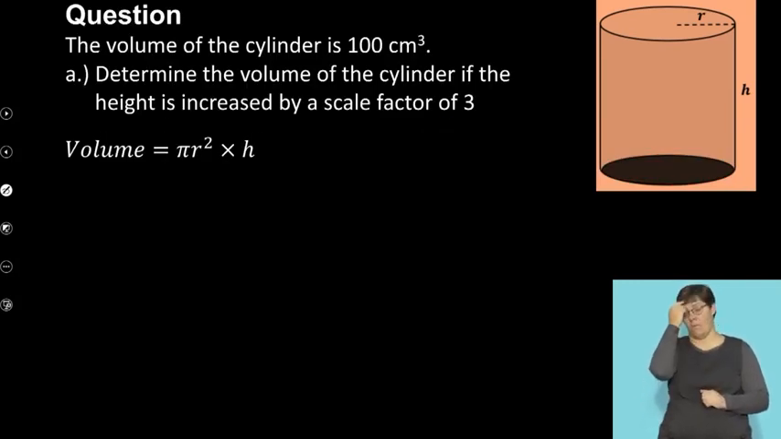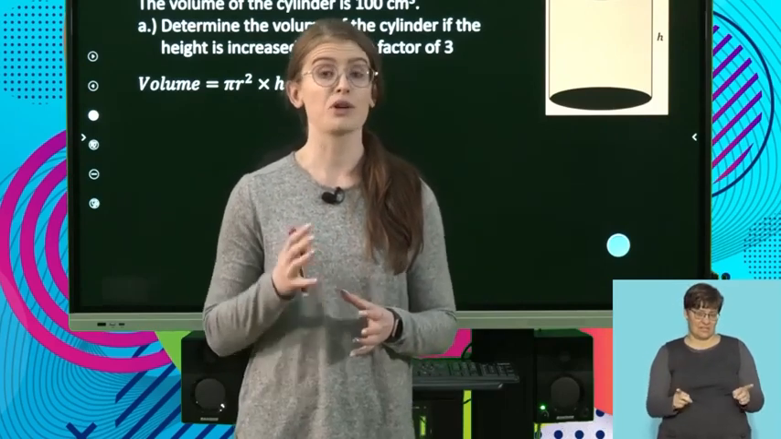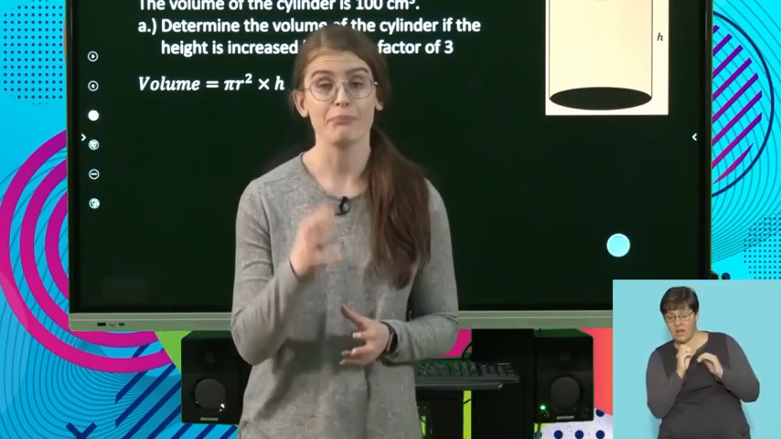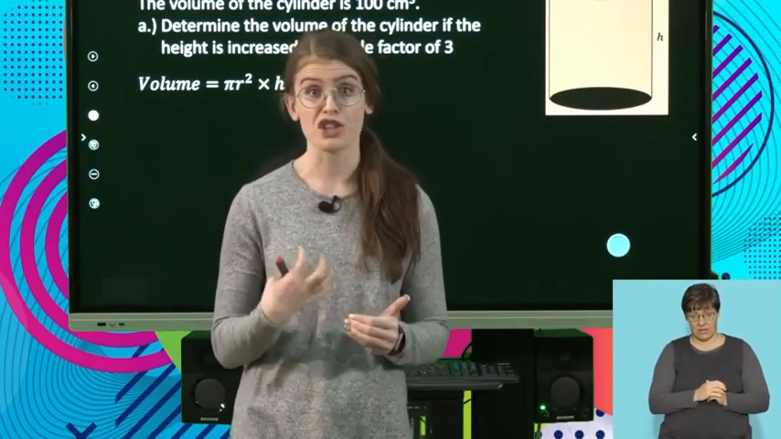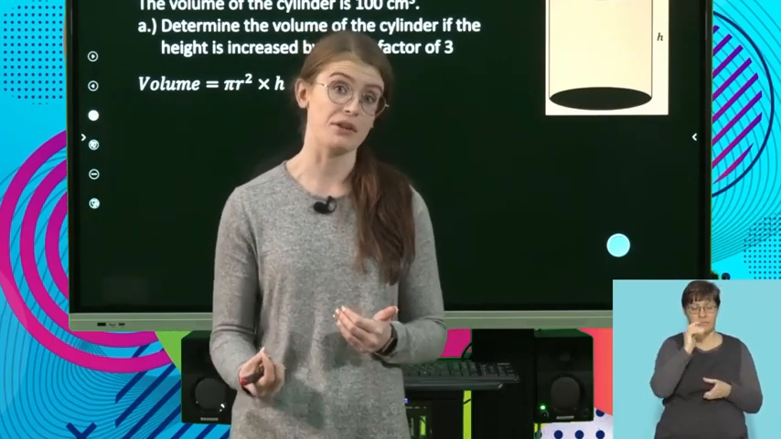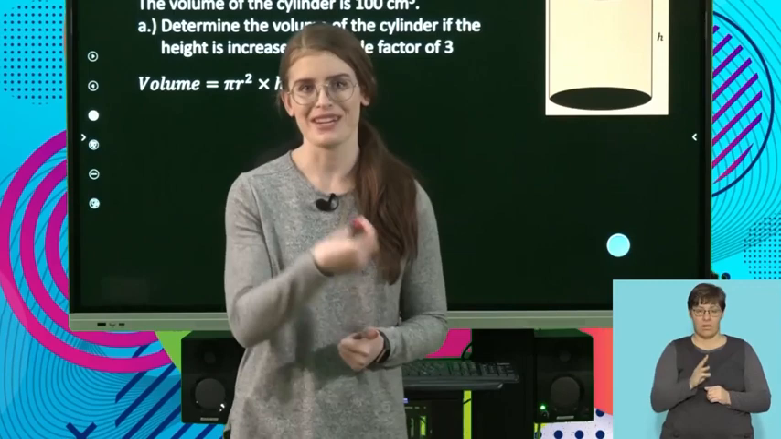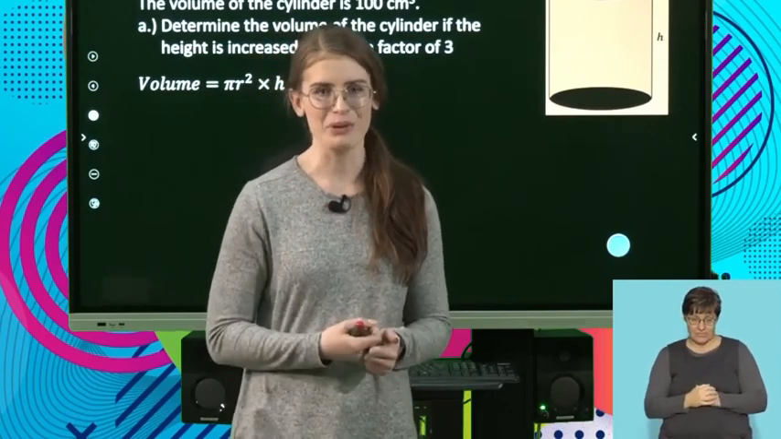So we know that the volume of this particular cylinder is 100 centimeters cubed. So we first have to determine the volume of the cylinder if the height is increased by a scale factor of 3. So I'm just going to stop at this point. This scale factor question is slightly different because I'm only changing the height by a scale factor of 3. I'm not also changing the radius by a scale factor of 3. So only my height would be multiplied by a scale factor of 3. So instead of h in the formula, it's going to be 3 times h. Let's go back to the board.